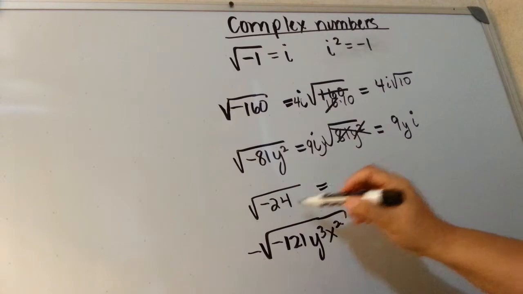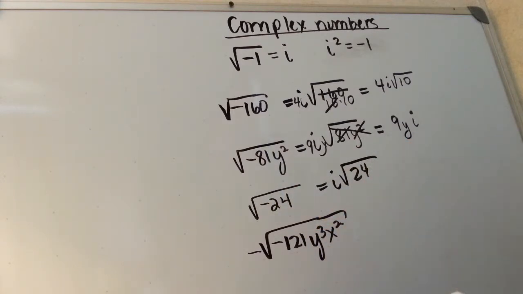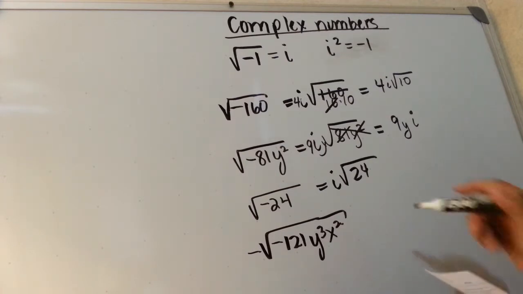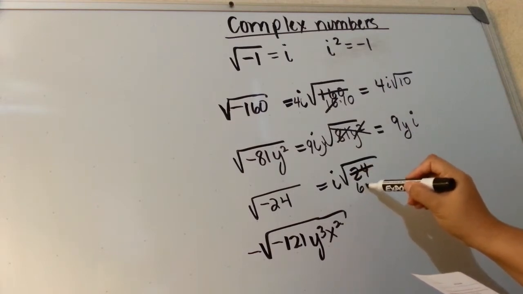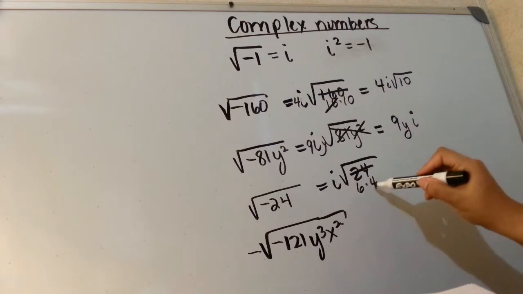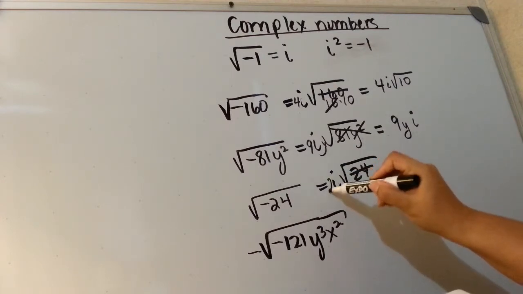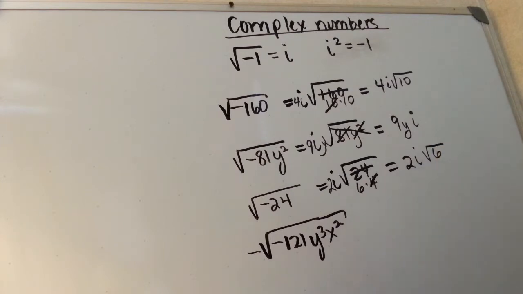Here we can pull out that negative sign as an i. So you have this. And then you have to ask yourself about 24. 6 times 4. This 4 is a perfect square, which can come out as a 2, right? So this is 2i square root of 6.